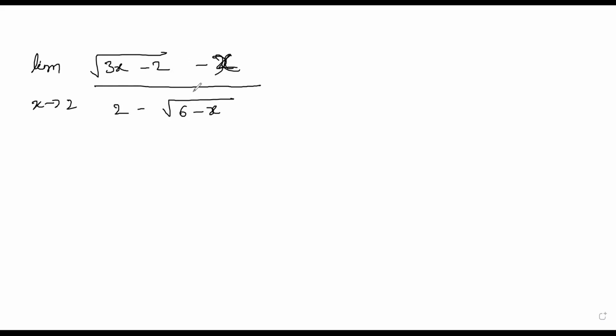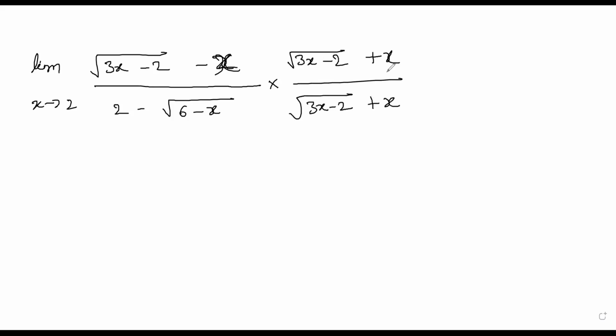So when you substitute x equal to 2, it goes to the indeterminate form. Hurting terms are there, so we have to eliminate them. How do we go about it? We have to multiply this with square root of 3x minus 2 plus x, divided by square root of 3x minus 2 plus x. This is what you have.